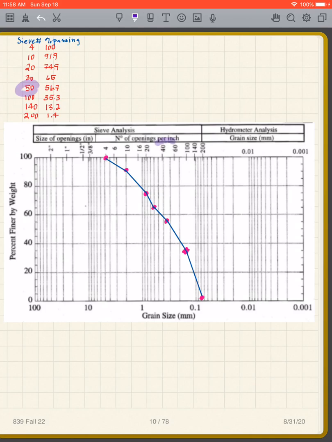50, again, we have 40 and 60. We don't have 50. But it's going to be in between there. So that's 56.7. So that's going to be in here somewhere. So what do we get? Yeah, about right there.